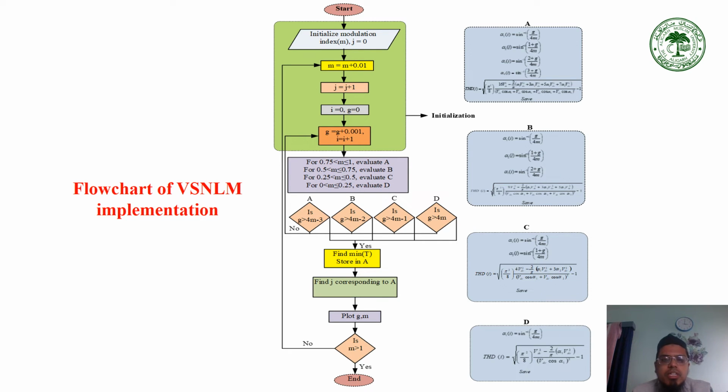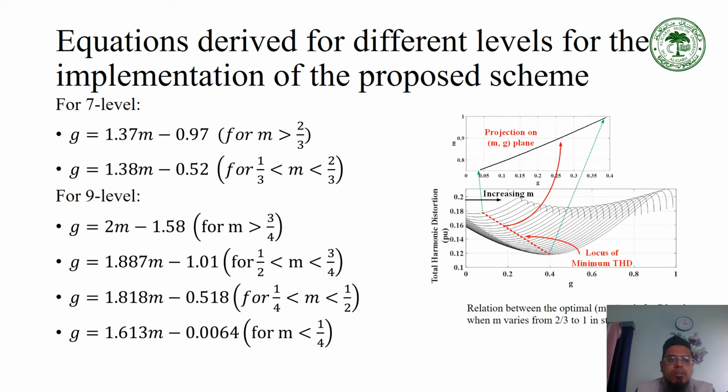So this is the concept of the variable structure nearest level control, and this is the flow chart of how it can be implemented in a microcontroller. Here I have shown the total harmonic distortion. If I plot the total harmonic distortion for each value of G, and for each M, we get this type of waveform.